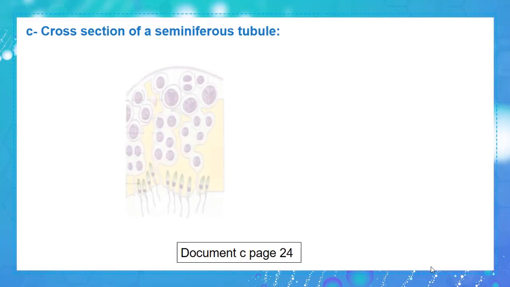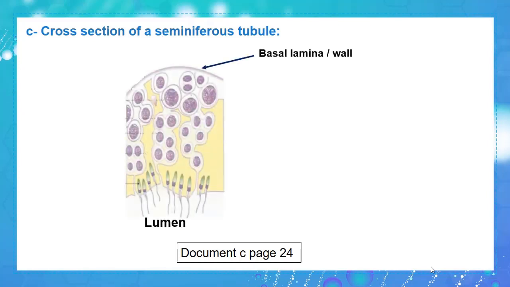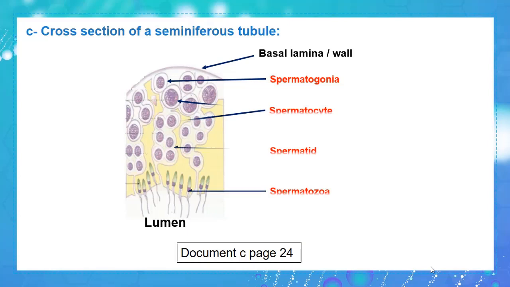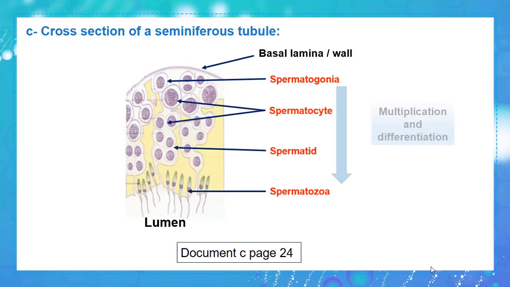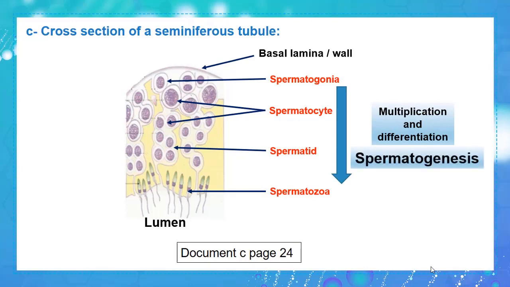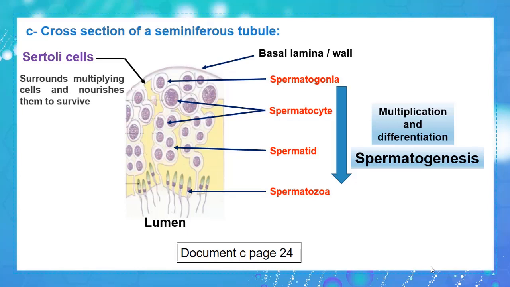Document C of your books shows an illustrated view of the cross-section of a seminiferous tubule. Here you can clearly notice the centripetal direction of the sperm production, or what we will start calling spermatogenesis. In this document, you can also see that this tubule contains cells other than the germ-line cells. They are somatic diploid cells represented on the figure in yellow. These somatic cells are the Sertoli cells that surround and nourish the germ-line cells during their different cell divisions.